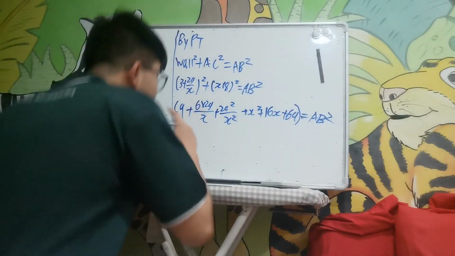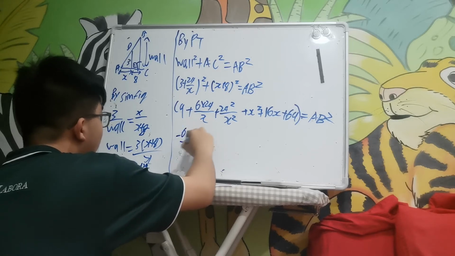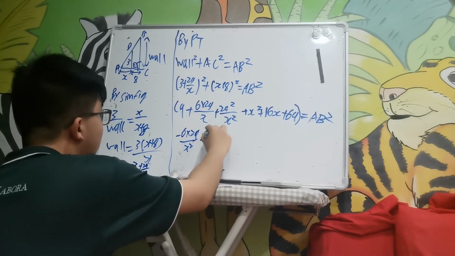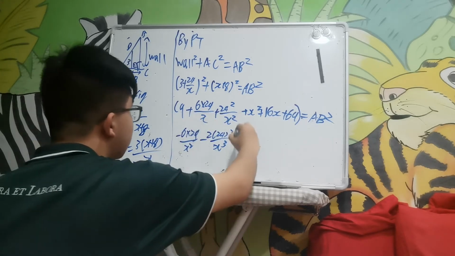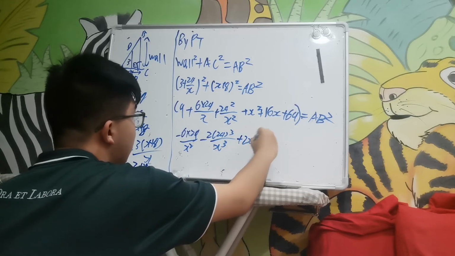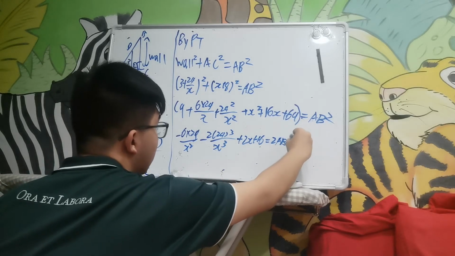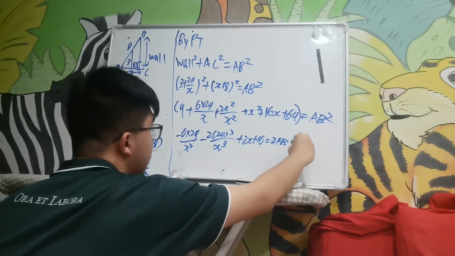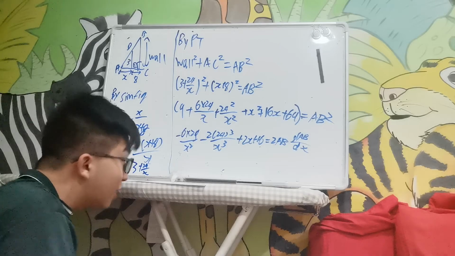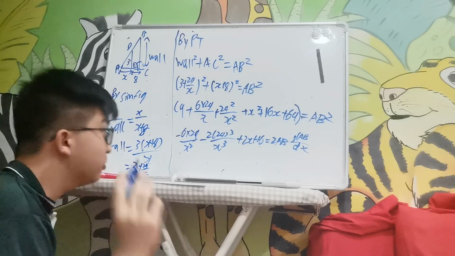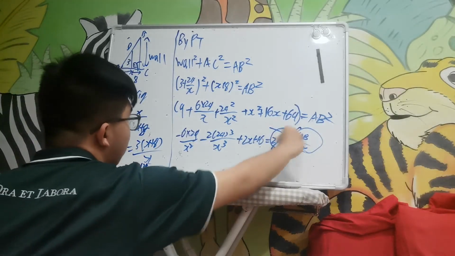So now, taking derivative with respect to x on both sides, you get negative 6 times 24 over x squared minus 2 times 24 squared over x cubed plus 2x plus 16 equals 2AB dAB/dx. Alright, so they want minimum point. And what does minimum point entail? Minimum point entails that dAB/dx is equal to 0. So since this is equal to 0, it means that this is also equal to 0. So crisscross, this is gone, haha.